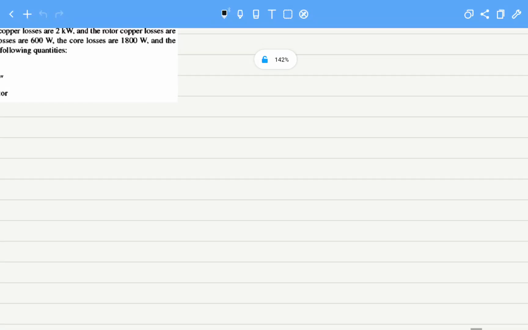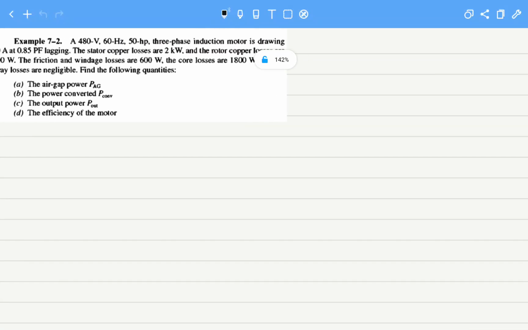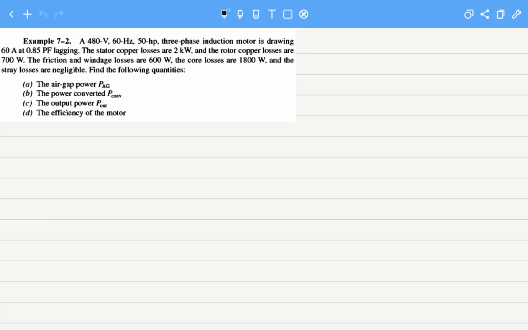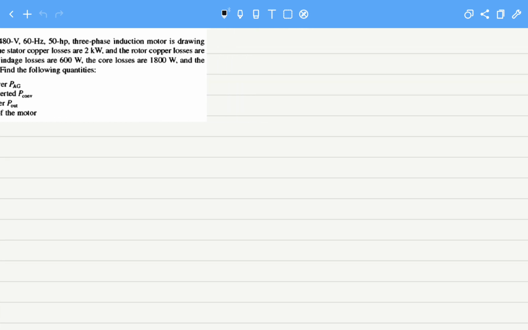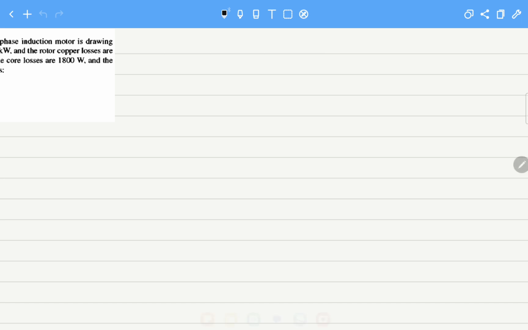Bismillahirrahmanirrahim. The topic of induction motor continues, and this question is related to calculating the efficiency and the power flow in the motor. So, I would like to briefly shed some light over the topic of power flow in the induction motors.